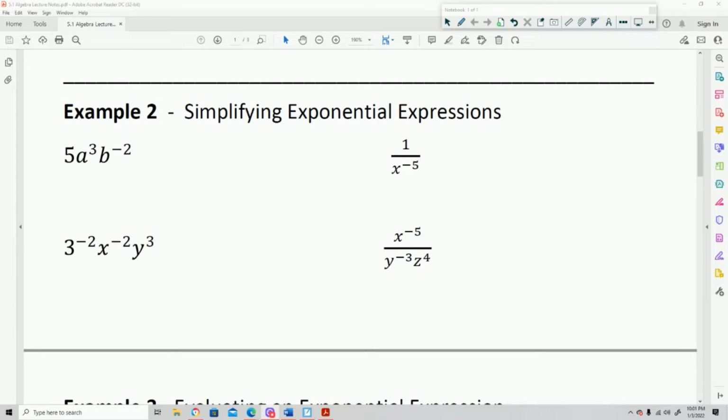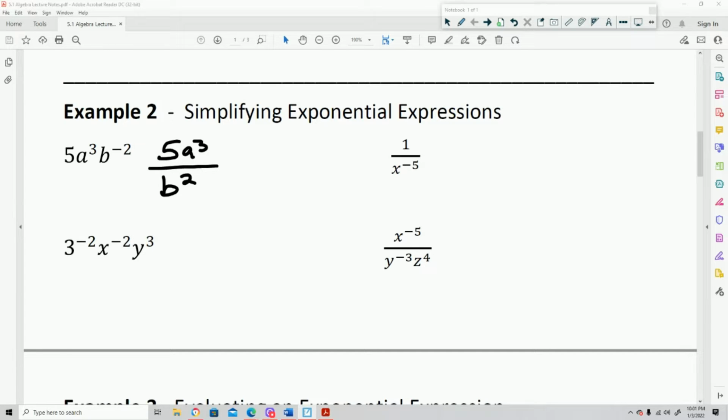Okay, let's look at this first expression. We have a coefficient of 5, and we have a variable part a^3 b^-2. Well, the 5 has a positive exponent of 1, which you don't see, and you shouldn't see, but it's fine. The 5 is fine. It has a positive exponent. The a has a positive exponent, but the b does not. So what we're going to have to do is move the b to the bottom. So 5a^3 stays on top, and then b^2 moves to the bottom. When I move this to the bottom, the negative comes off. So this is in simplified form, 5a^3 over b^2, and we're good.